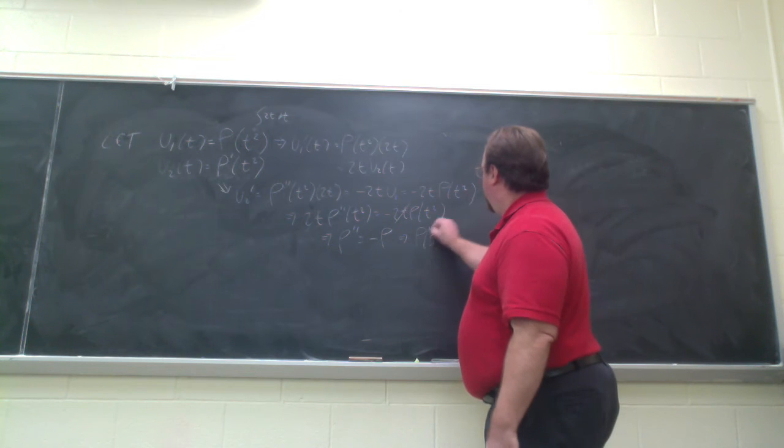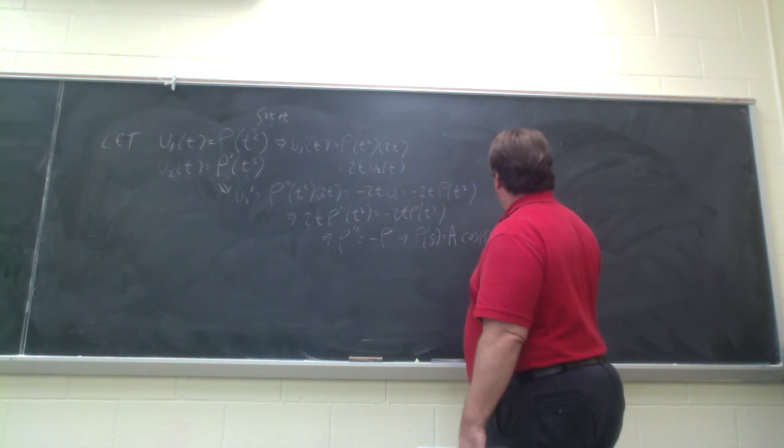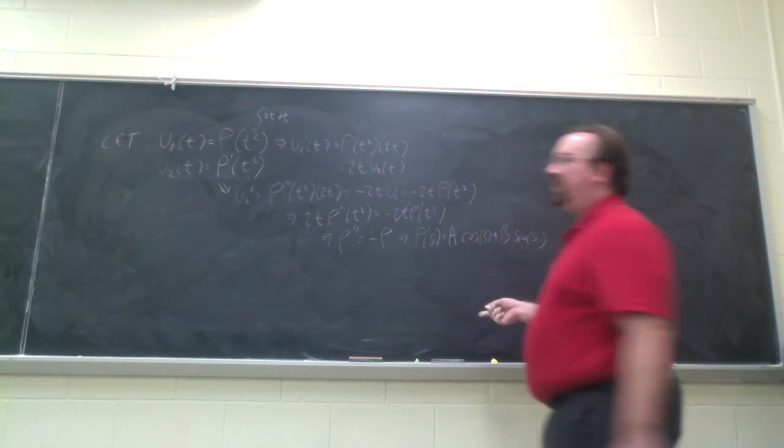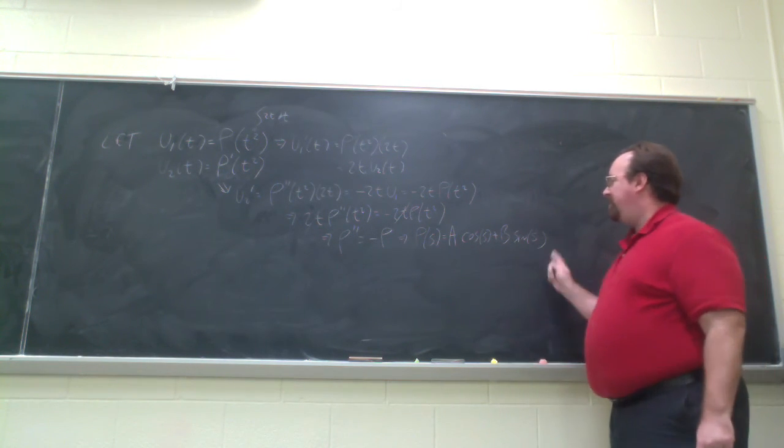So a general solution is actually a times cosine s plus b times sine s for any constants a and b. So it has something of that form, where I would use s equal to t squared. Okay. So I'm going to make a couple choices here.